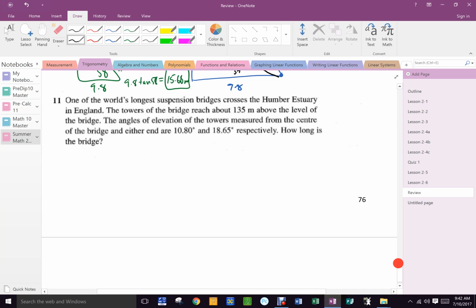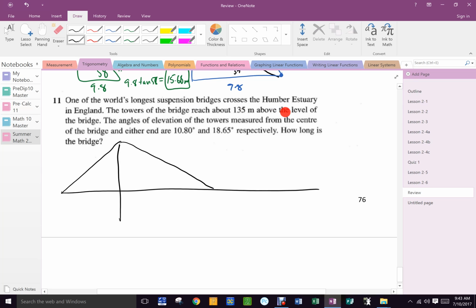A suspension bridge. If you don't know what a suspension bridge looks like, can you do this question? If you don't know what it looks like, you can't do this question. Are you allowed to ask me? Yeah. Why? Because that's not math, is it? Okay, a suspension bridge looks like this. There's the bridge. There's a tower. And there's wires that hold it up.